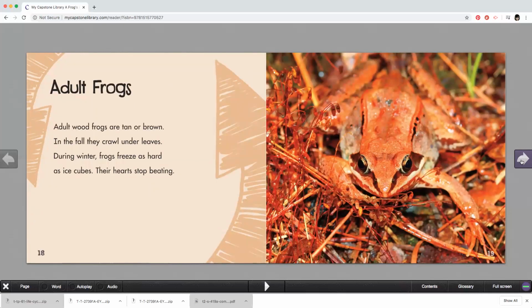Adult frogs. Adult wood frogs are tan or brown. In the fall, they crawl under leaves. During winter, frogs freeze as hard as ice cubes. Their hearts stop beating.